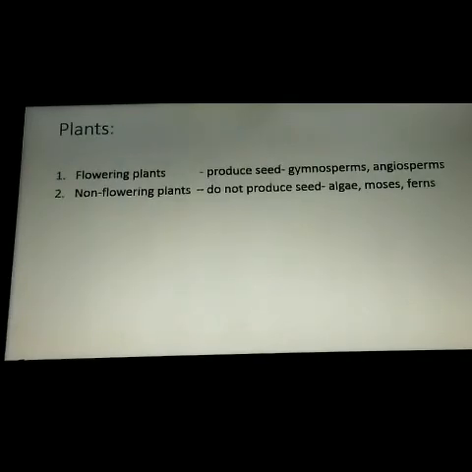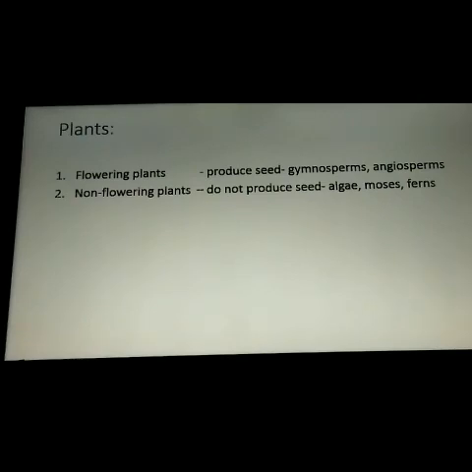Based upon dichotomy, plants also can be categorized into two main groups, that is flowering and non-flowering plants. Non-flowering plants do not produce seed, while flowering plants do produce seed. Based upon their nature of plant body, non-flowering plants are classified into three categories: algae, mosses and ferns. While flowering plants are classified into two categories, gymnosperm and angiosperm.